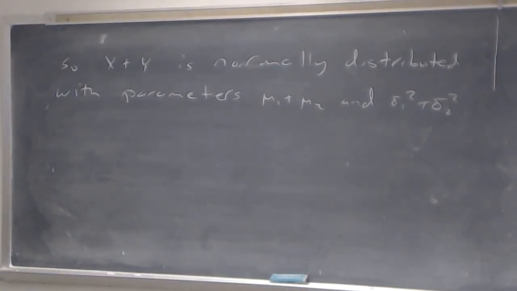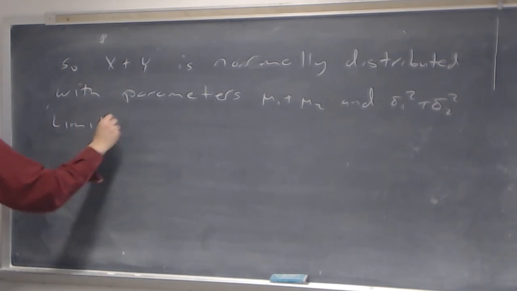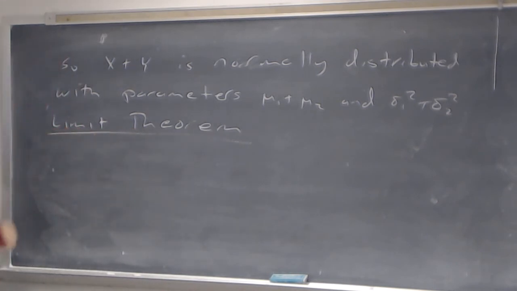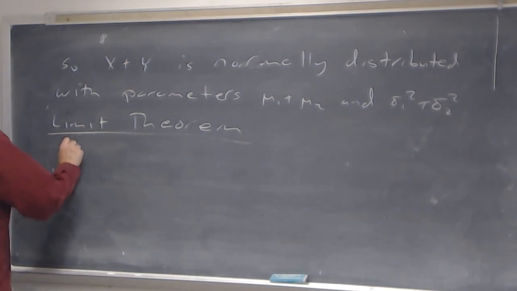The next thing that I want to do, kind of the last thing that we're going to do in this chapter 2 of our book, is we're going to look at something called limit theorems. So these are statements involving random variables, and the first one is called Markov's inequality.